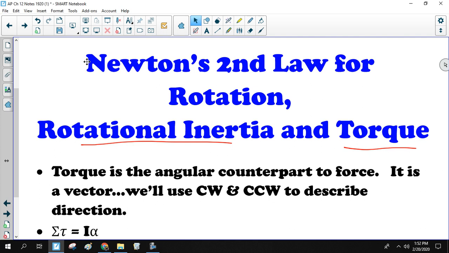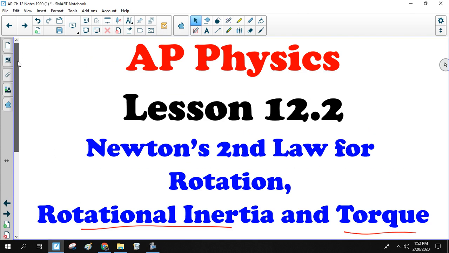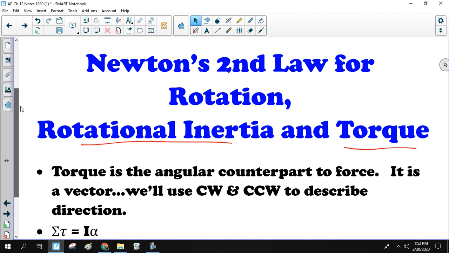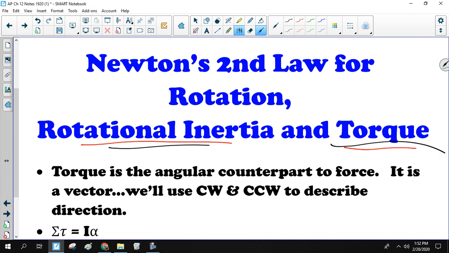All right, here we go. So today we're going to learn about Newton's second law for rotation. And inherent in that discussion will be a little bit of a conversation about both rotational inertia and torque. All right, your two learning targets are down here.